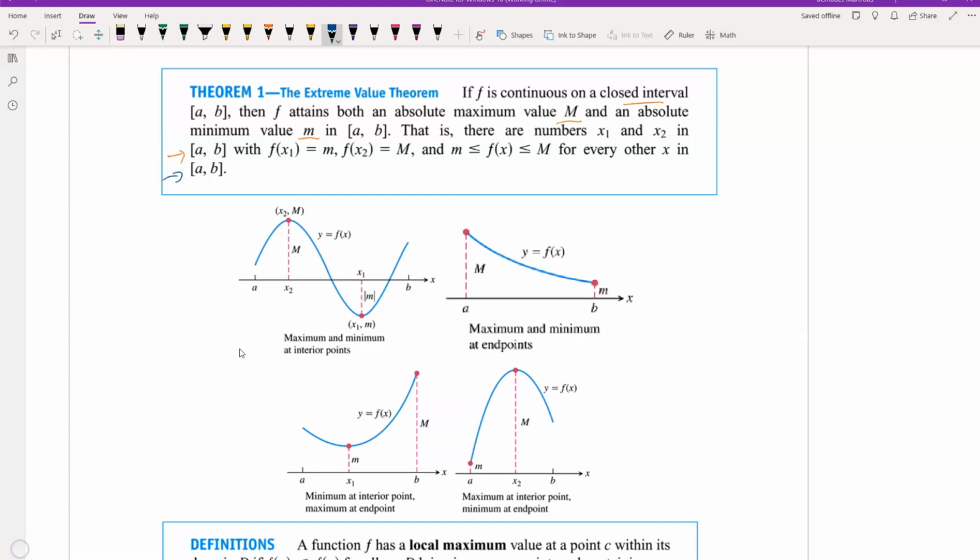On this part, we have maximum and minimum at interior points. So this is max and here is min. Here on this part, maximum and minimum at endpoints. So this is maximum and here is minimum. Now this part, minimum at an interior point is this point, and maximum at an endpoint. Here we have maximum. Now on this part, maximum at an interior point. So this is the maximum point, and minimum at an endpoint, and that is the minimum.